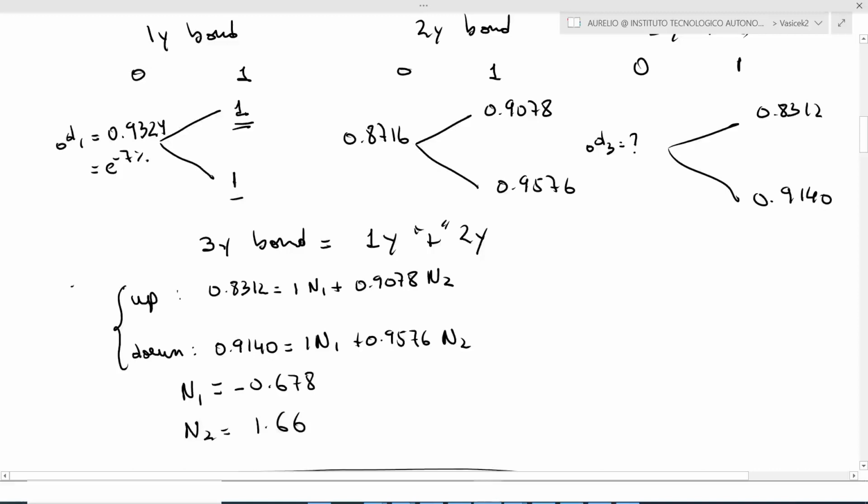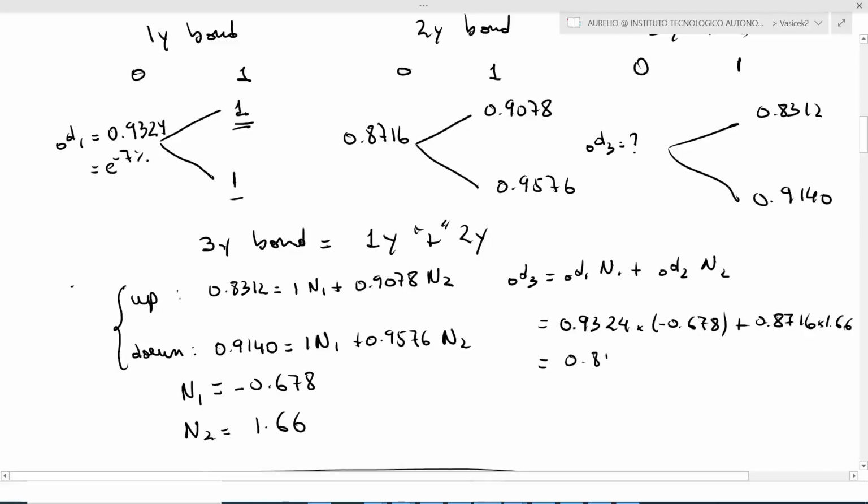Then from this, we can derive 0D3. So 0D3 is going to be equal to 0D1 N1 plus 0D2 N2. In this case, we replace. So 0D1 is 0.934 and N1 is minus 0.678. 0D2 is 0.8716 times N2, 1.66. And this is equal to 0.8168. From this, we can deduce what the 0R3 rate is in continuous compounding, and we get 6.74%.